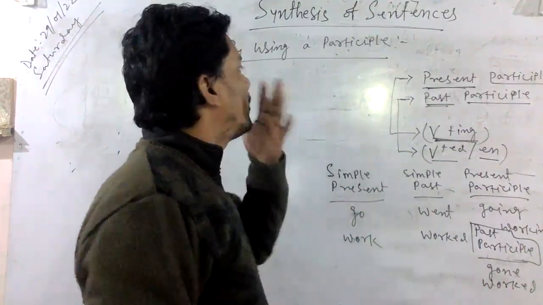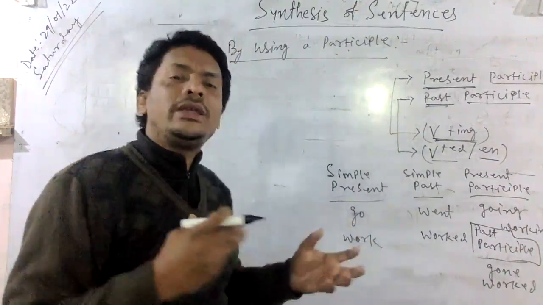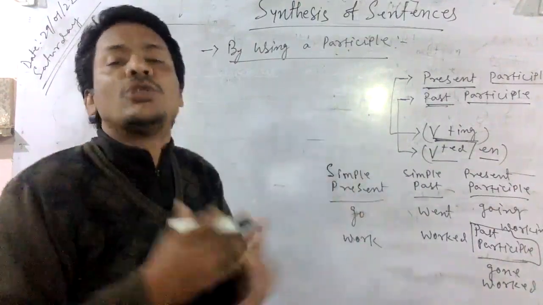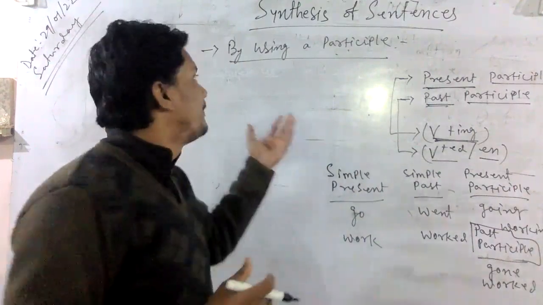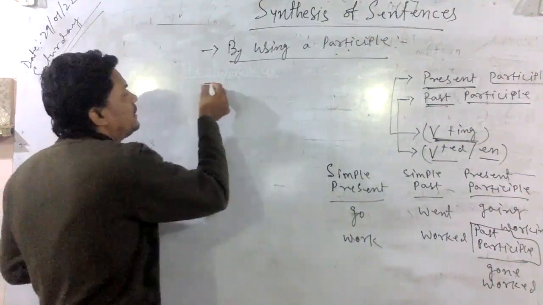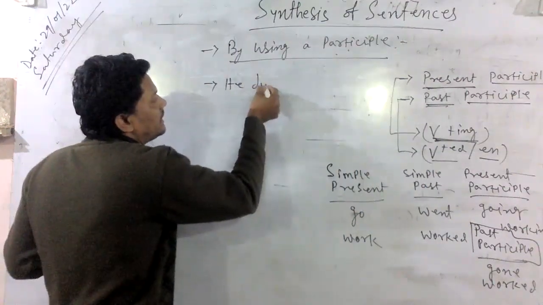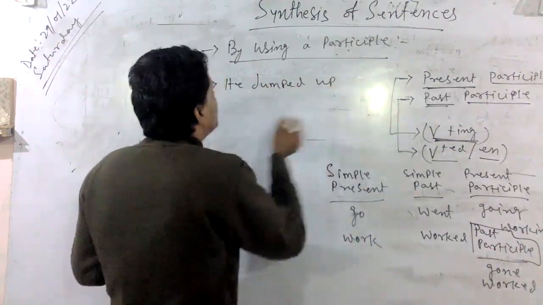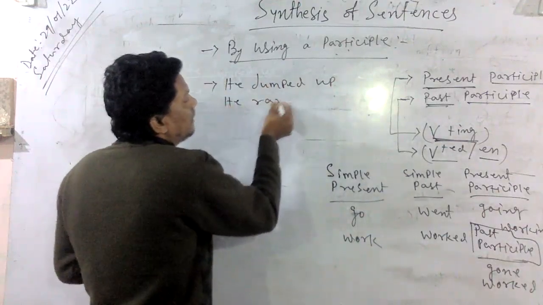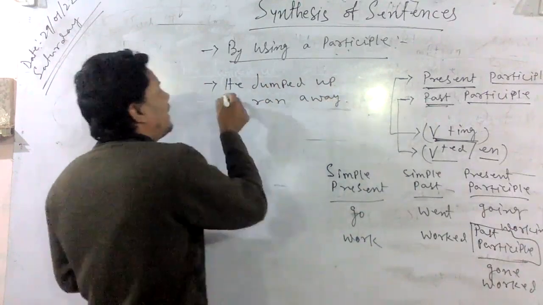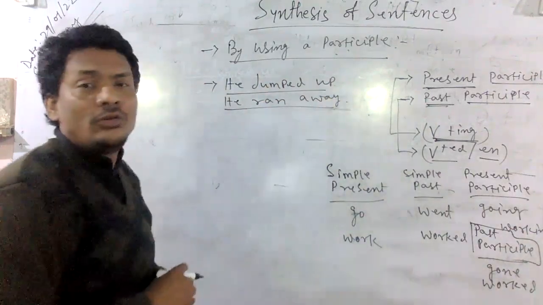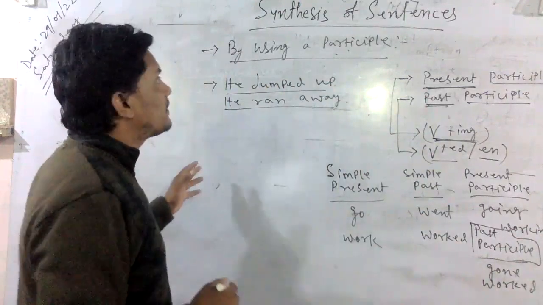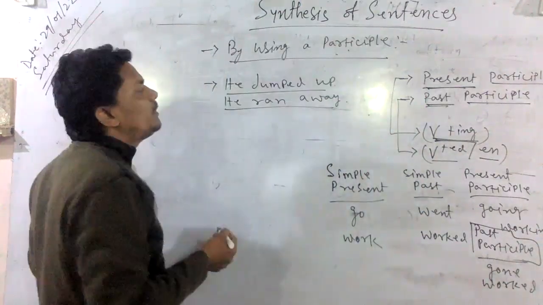Now, I was just telling about this by using a participle. So how can we use the participle form to combine two or more simple sentences into one simple sentence? Let's say the first example: he jumped up, he ran away. Now two sentences are given and we need to combine them into one sentence. We need to use participle. How do we use participle?